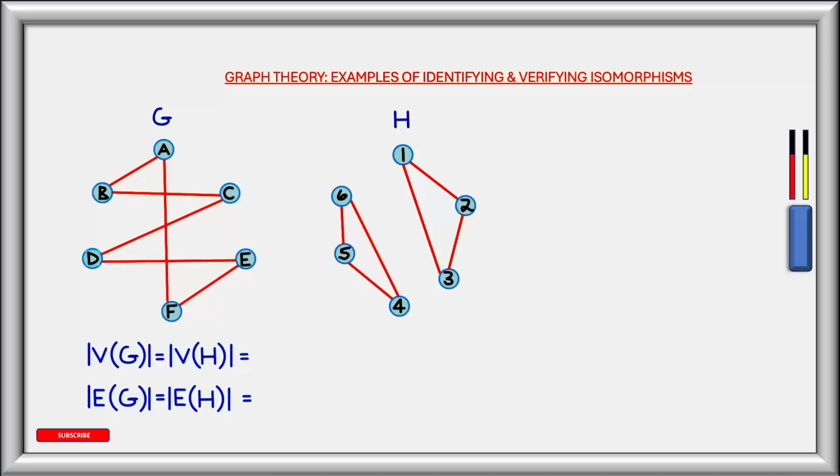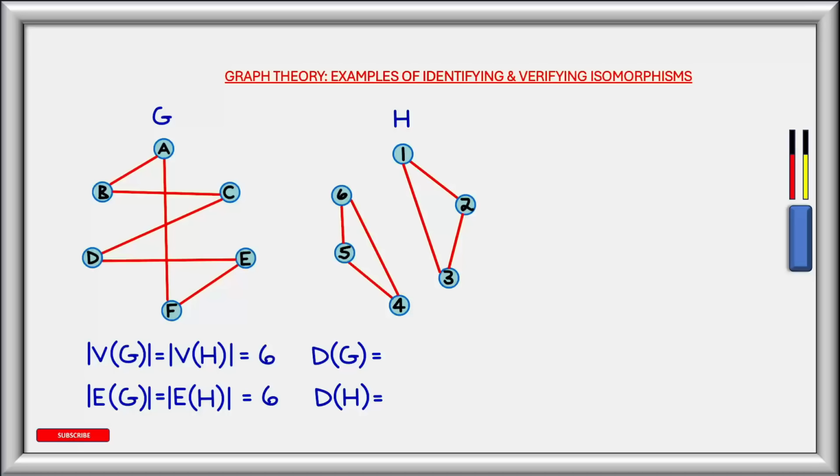So in graph G, we have 6 vertices. And in graph H, we have 6 vertices. So both graphs have 6 vertices. Now moving on to the edge count. Graph G has 6 edges. And graph H has 6 edges. And so the number of edges in each graph is the same and is equal to 6.